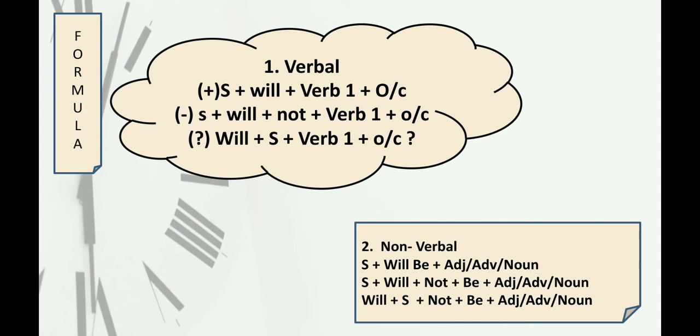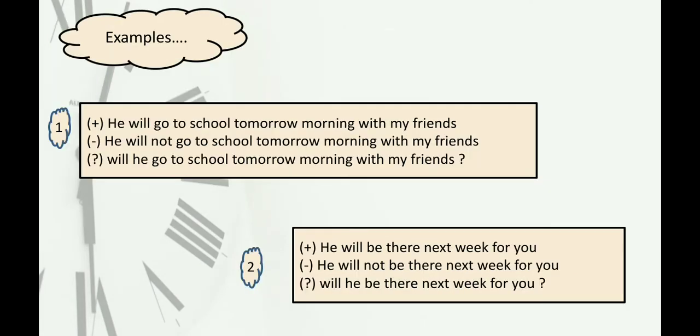And then for the interrogative one, will-nya move to the front, setelah itu diikuti subject, and then diikuti not, and then be, and then adjective, adverb, and noun. Ini adalah formula dari yang non-verbal. So you have to remember, kamu harus mengingat what is the difference between verbal and non-verbal, supaya nanti cara membuat kalimatnya dalam bentuk verbal dan non-verbal kamu lebih paham. Okay? Now let's move to the examples to help you understand our lesson today.